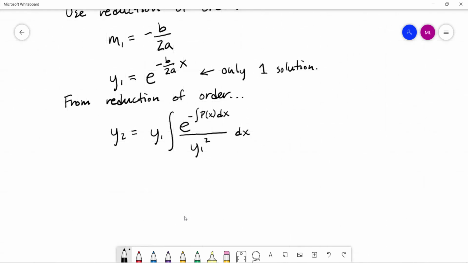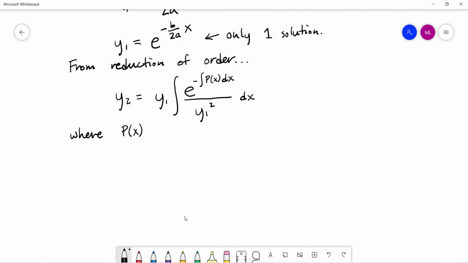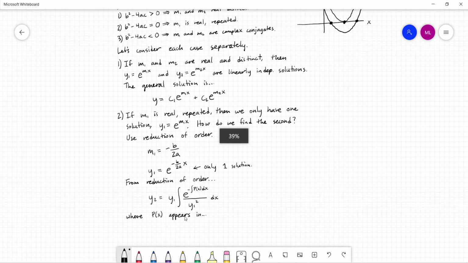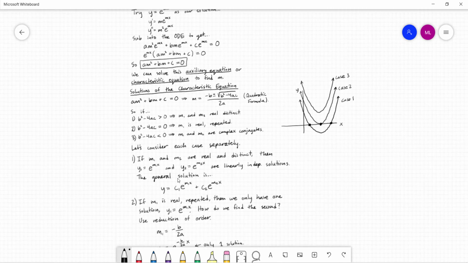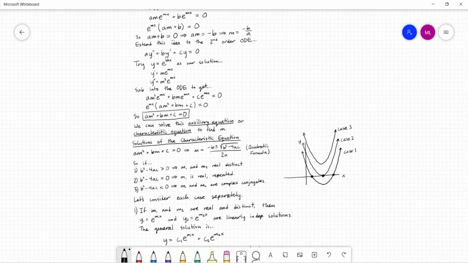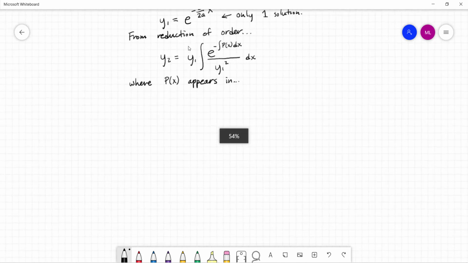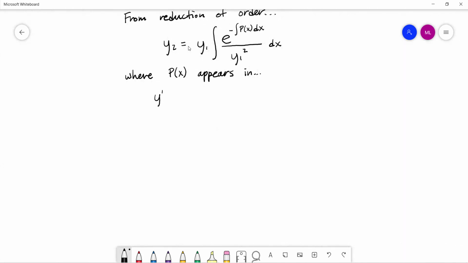where the p of x appears in the form of the differential equation where the leading coefficient is 1. So come way back up here. Here's the differential equation that we're trying to solve. If I divide everything in this equation by a, that's what gives me the p of x. So we're going to have y double prime plus b over a times y prime plus c over a times y equals 0. It was the original differential equation, and I divided everything by a.